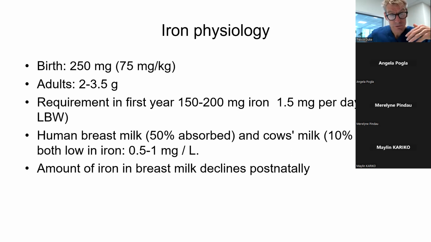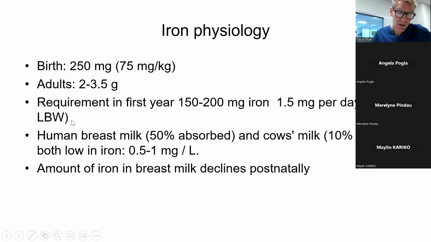And so a child throughout infancy and childhood needs to accumulate a lot of iron, needs to ingest a lot of iron in food to be iron replete, that is, have enough iron when the child becomes a teenager and needs about 2 to 3.5 grams of iron in the body. And so the iron requirement in the first year of life is somewhere between 150 and 200 milligrams of iron in the first year of life, or 1.5 milligrams of iron per day.